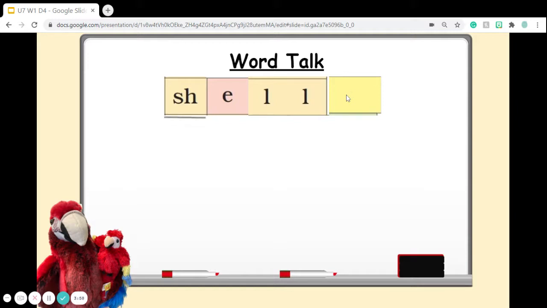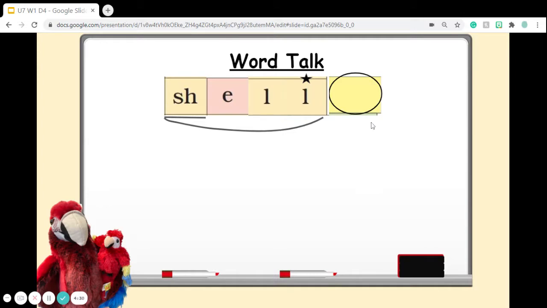Okay, first, we underline our digraph. And then, yes, we need to put a star on top of our second L. Scoop our base word. And then circle our suffix S. Wonderful. Shells. Now, what's the meaning of shells? Do you remember seeing a picture of shells that were on a beach, right by the water? Shells. Yes, that's shells.